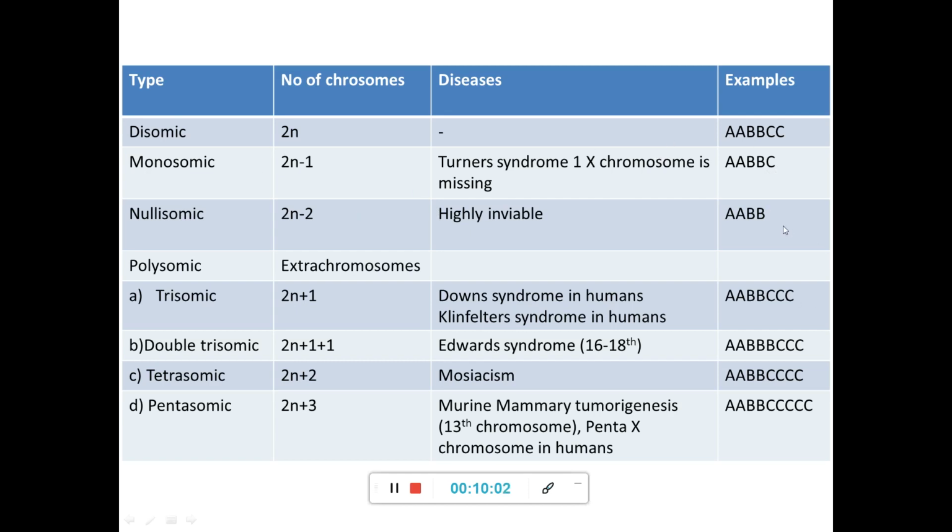Both the C's are being lost. So you become 2n minus 2, or the nullisomic condition. Now here you have AA, BB and triple C. So you have an additional C here. That is 2n plus 1, trisomic.